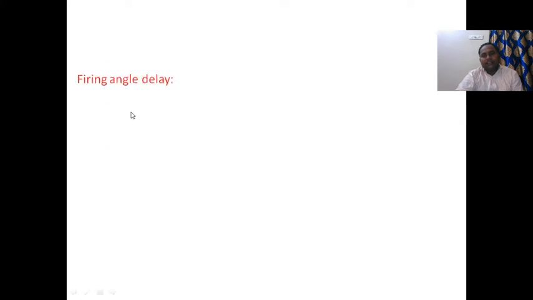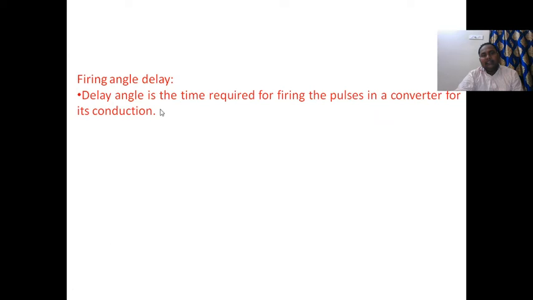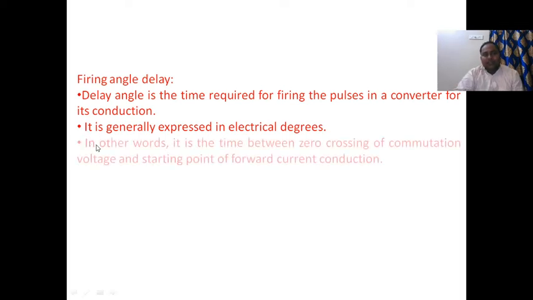Firing angle delay is nothing but alpha. Delay angle is the time required for firing the pulses in a converter for its conduction. It is generally expressed in electrical degrees, like 20 degrees or 30 degrees, all in electrical degrees. In other words, it is the time between the zero crossing of the commutation voltage and the starting point of forward current conduction.